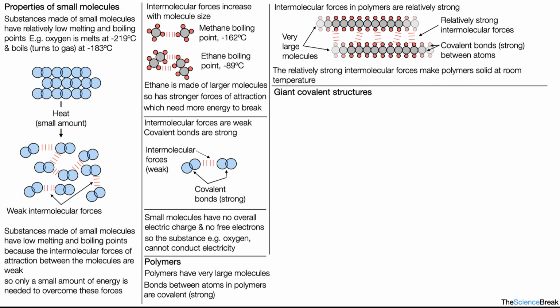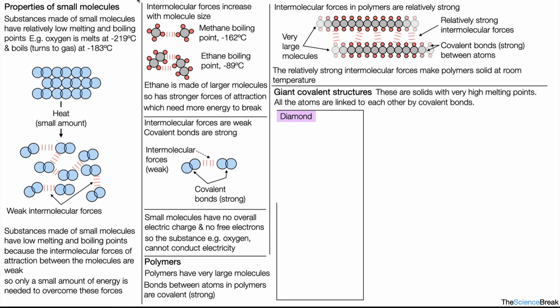Next, we need to look at giant covalent structures. These are solids with very high melting points. All the atoms are linked to each other by covalent bonds. I've just noticed I've written the word "are" twice. Let's fix that. There we go.